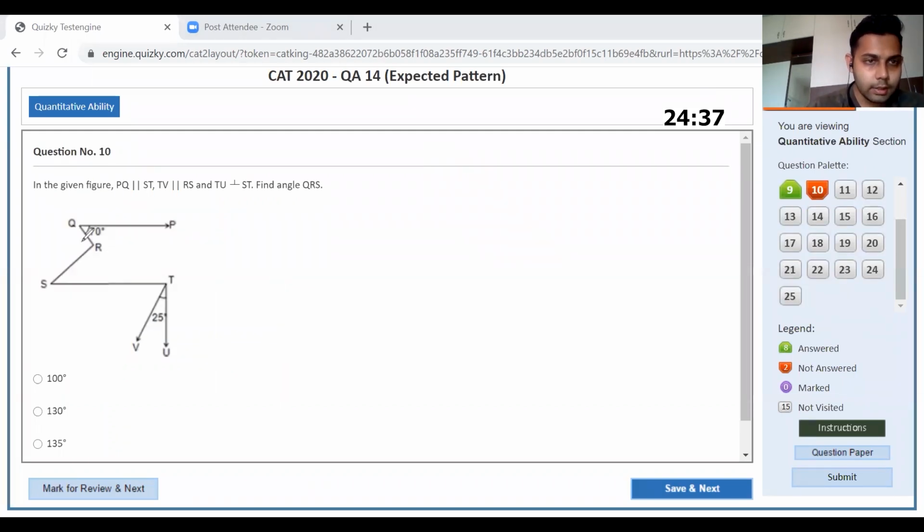Okay, angles. Okay, these are pretty simple. So this is 25. So this is 65. If this is 65, then this is 65. Okay. And the exterior angle 70 plus 65 is this, which is 135.